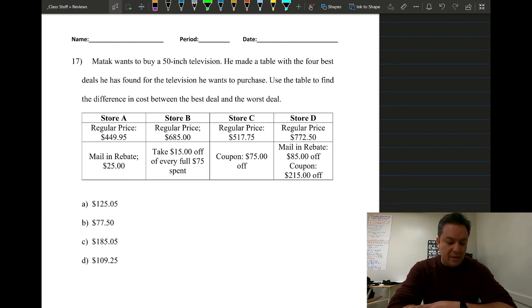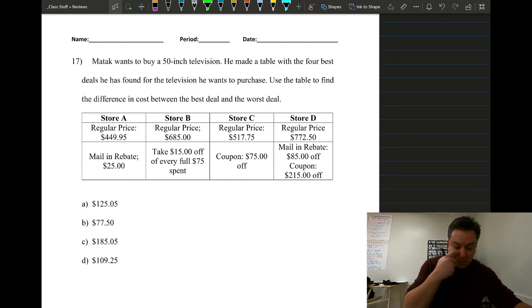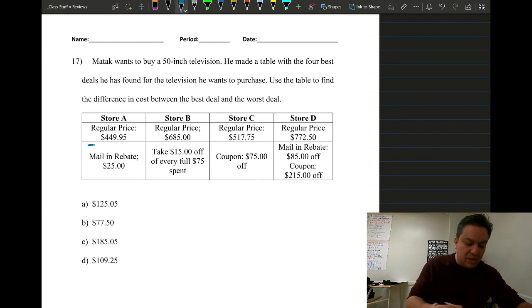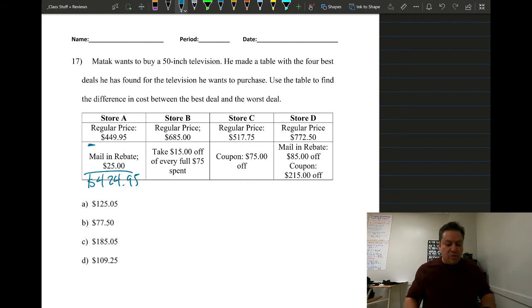Store A, regular price $449.95, mailing rebate $25. So basically, to find the total price on this one, subtract. $449.95 minus $25 that you get in the mail later on, and you get a deal for $424.95. Store A, $424.95.